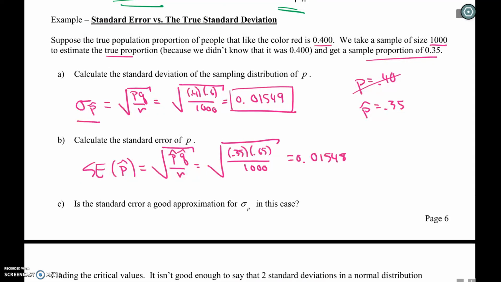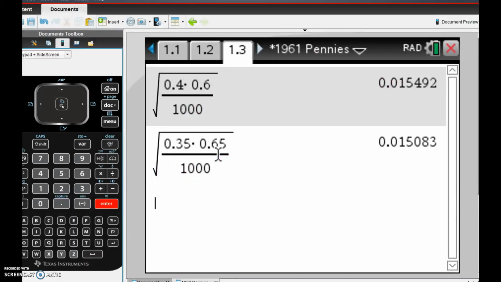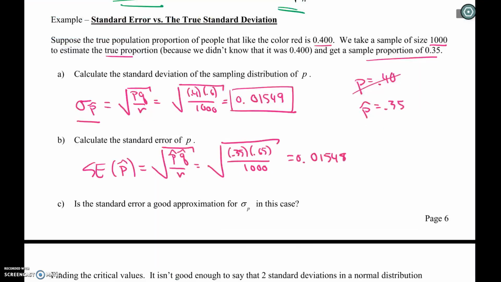0.01548 or 1541. 1508. My bad. Sorry. Okay.